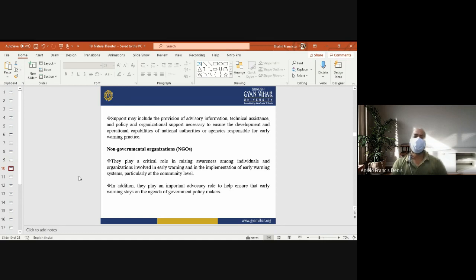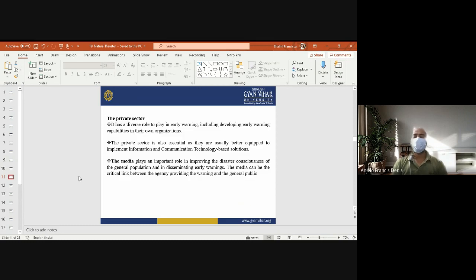So NGO people, you can find they are everywhere, and there are different types of NGOs working in different sectors. Similarly, there are a few NGOs working in the field of disaster management. They play an important advocacy role to help ensure that early warning stays on the agenda of government policy makers. This is very important, that the early warning system should be a main agenda for policy makers or higher government officials, so that if these things are in their mind, then only there will be a discussion on policy making and mitigation techniques, etc.